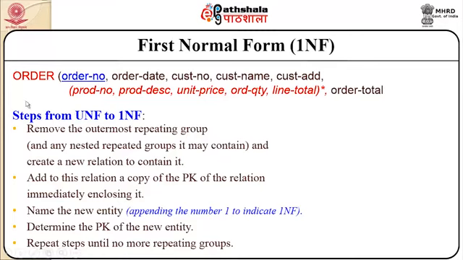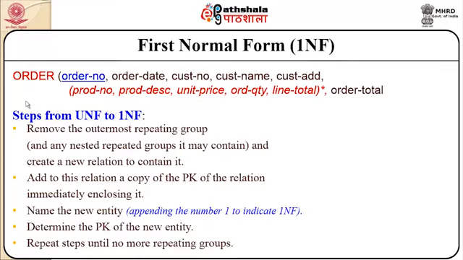The first thing that we may have to check on an unnormalized relation is to remove the outermost repeating group or any nested repeating groups it may contain, and create a new relation to contain it. Add to this relation a copy of the primary key, because whenever there is a query from the external world, it does not understand that this relation has been split into 3 or 4 relations after performing this normalization. But then the query that the user tends to acquire with will be posted as a query, and this will in turn be considered as a different segment of a query.